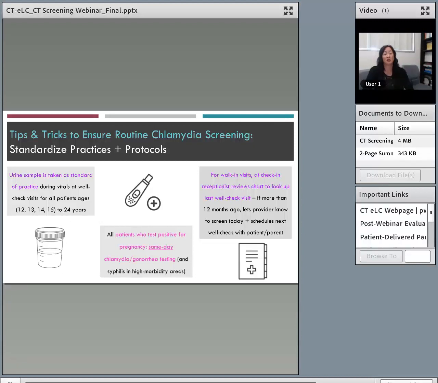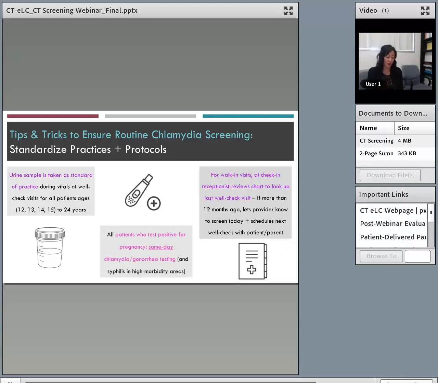Routinizing chlamydia screening on folks who are doing a urine pregnancy test. You have a urine anyway, and going ahead and doing a same-day chlamydia and gonorrhea test. And then many folks on this call are also doing a syphilis test at confirmation of pregnancy or at a positive urine pregnancy test.